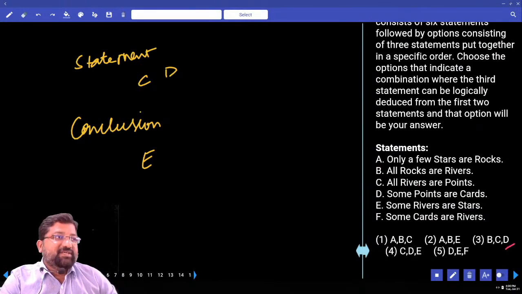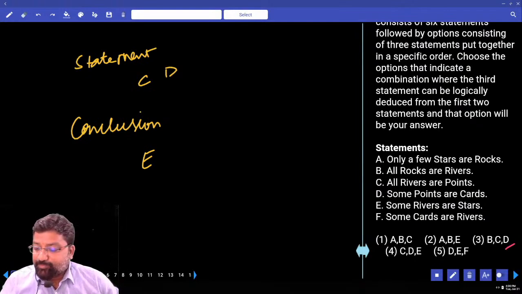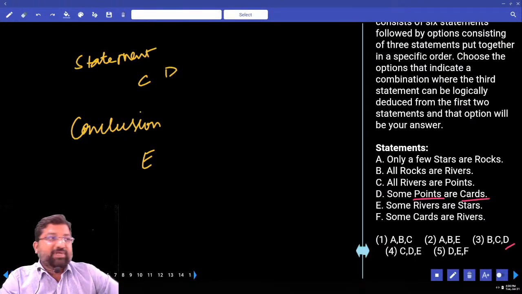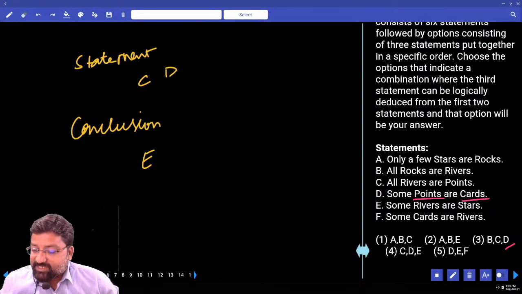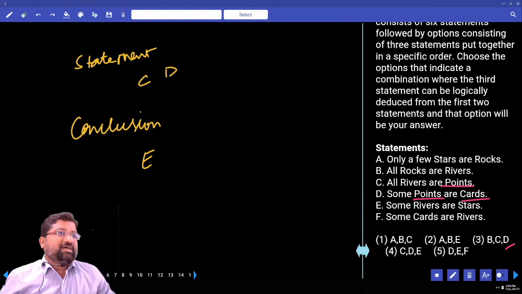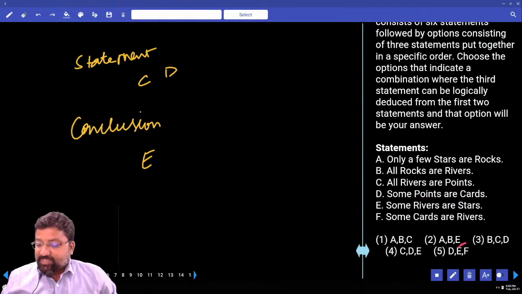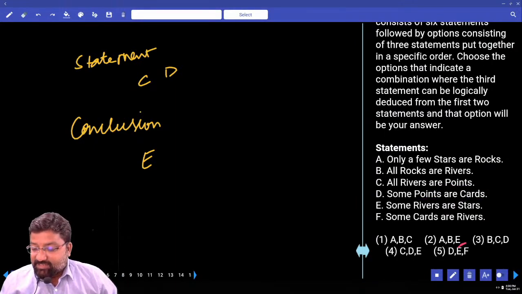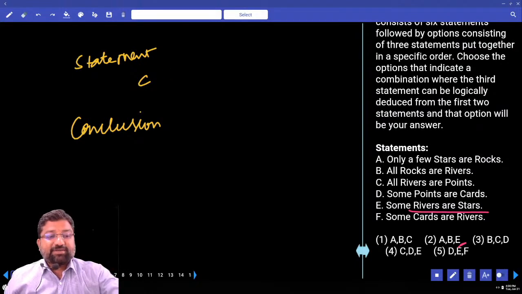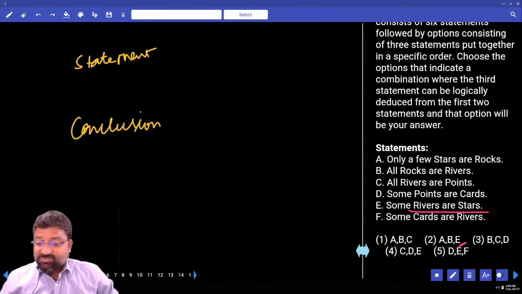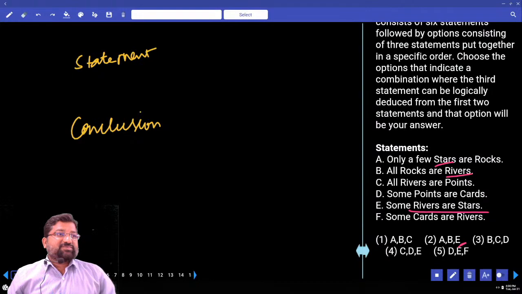Next, B, C, D. Concentration is on D. Points, cards. In B, do you see points or cards? No. In C, I see points, but there is no card. Will I get my answer? No. Next, A, B, E. E is reverse, stars. In A there is stars, in B there is reverse. I can do this, right?